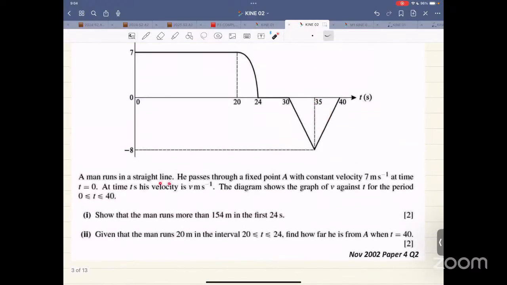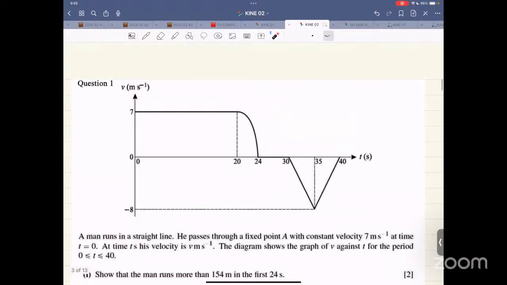It says a man runs in a straight line. He passes through a fixed point A with constant velocity 7 meter per second at time t is equal to 0. His velocity is v meter per second. The diagram shows the graph of v against t for a period of 40 seconds. Show that the man runs more than 154 meter in 24 seconds.